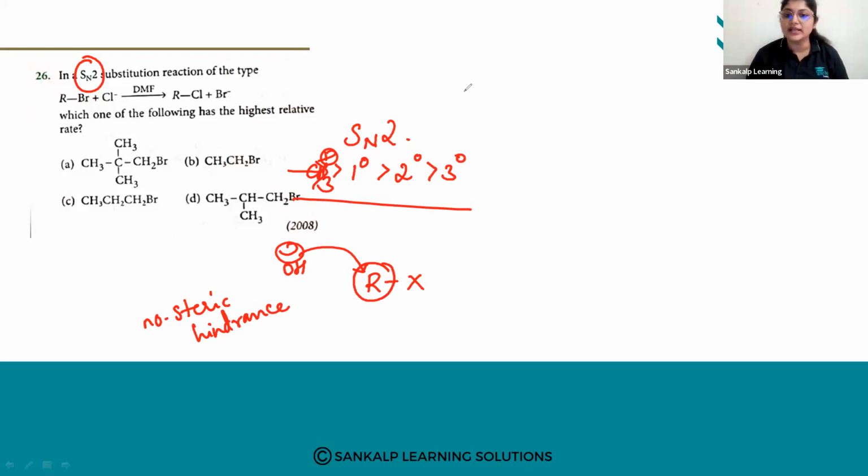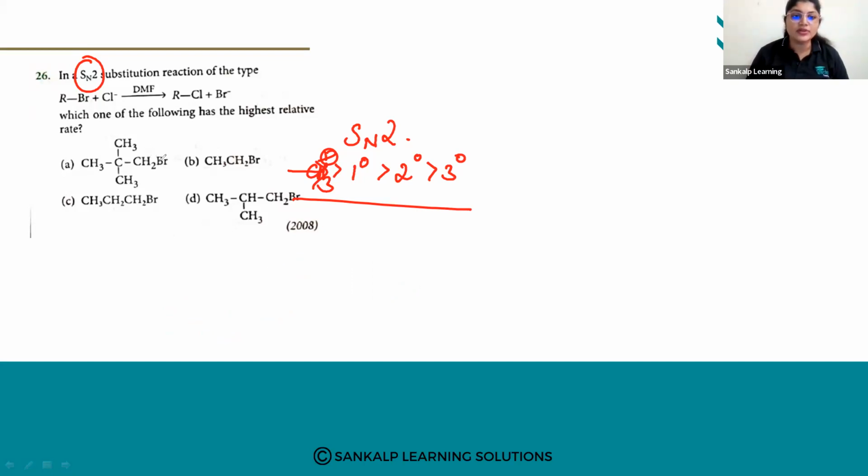So just see the options and tell me which option. Yes, Komal has said B. What about others? If I take option number 1, the attack will take place at this particular carbon. Cl minus attacks from the rear carbon, but it cannot attack here because there is a bulky CH3 group. Then the Br minus will leave. So option A will be discarded.